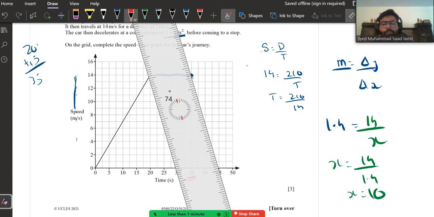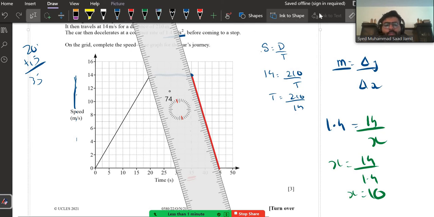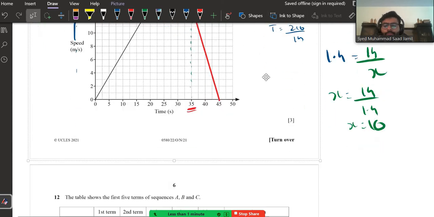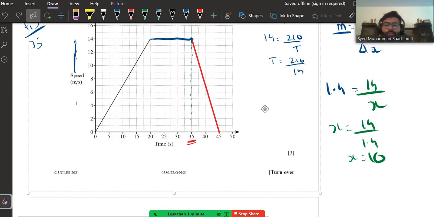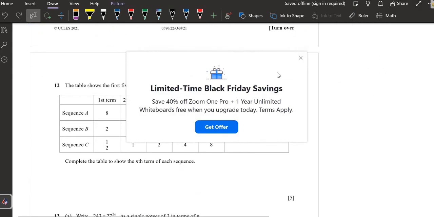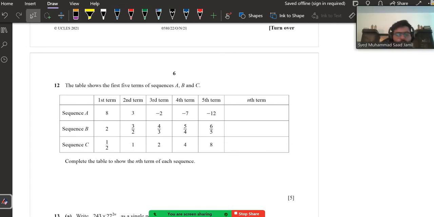Yeah, so I will make a line like this, and hence your graph is complete, simple, and you're done. You easily get 3 marks, so easy. Moving on to question. Alright, question number 12.